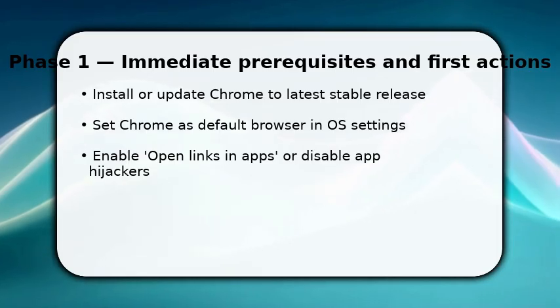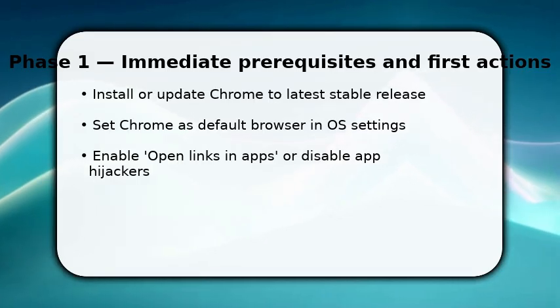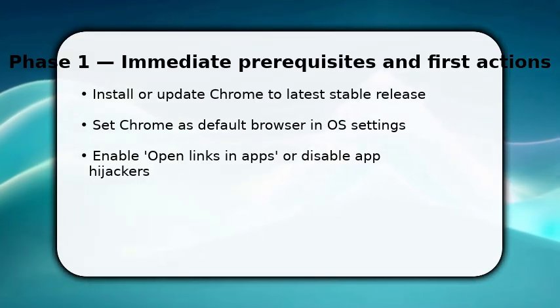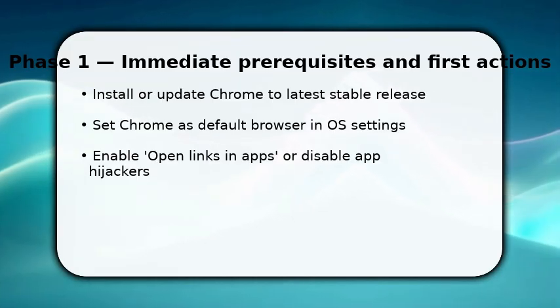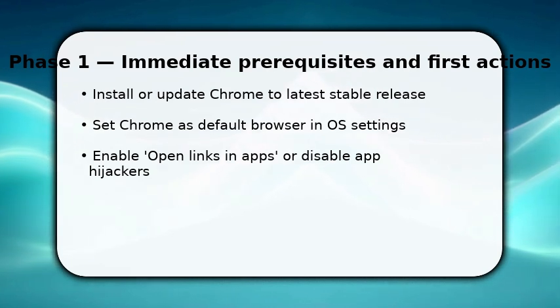On Windows, use Settings, Apps, Default Apps. On macOS, use System Settings, Desktop and Dock, Default Web Browser. Once done, make sure any URL handlers or third-party apps that claim links are disabled. That prevents redirects away from Chrome.